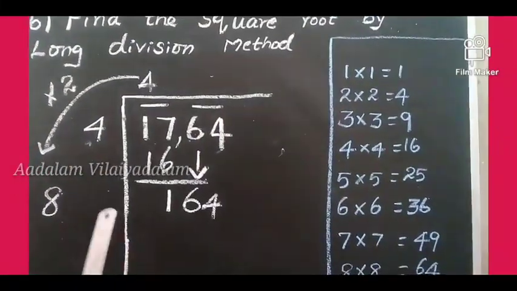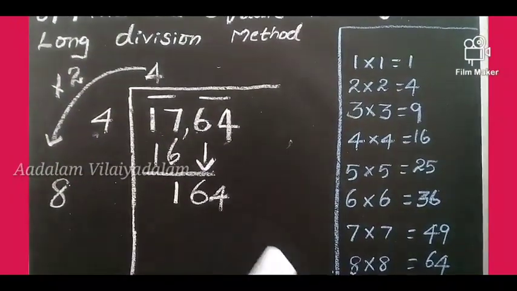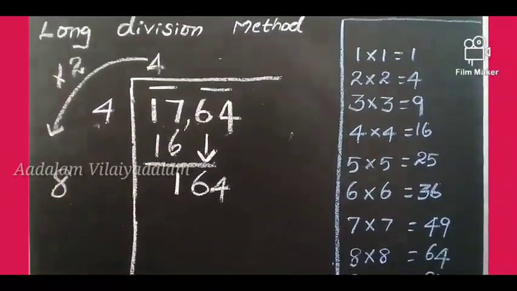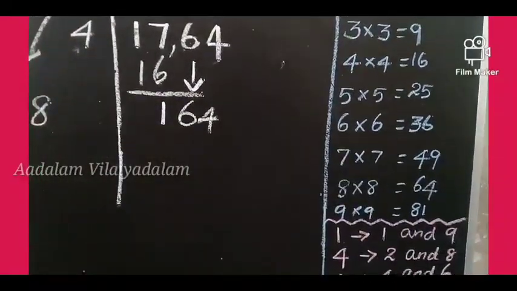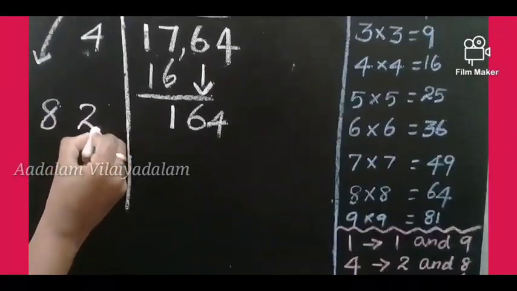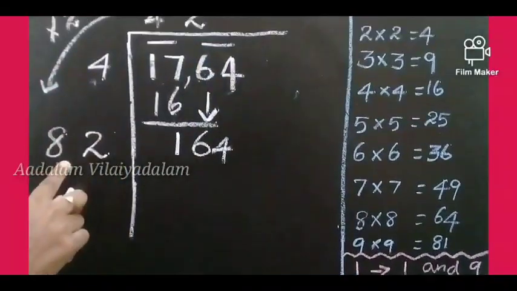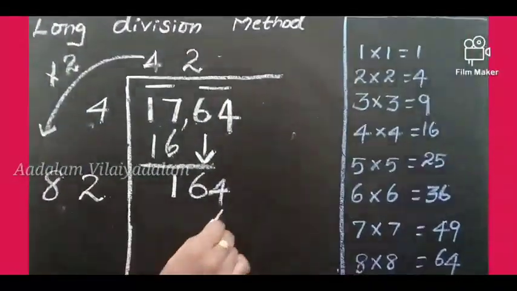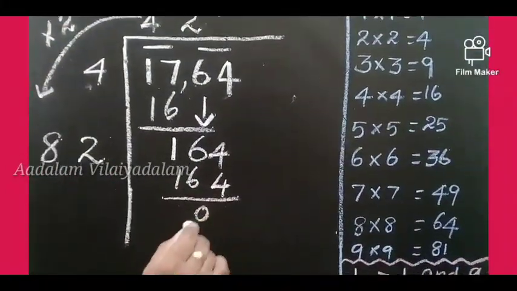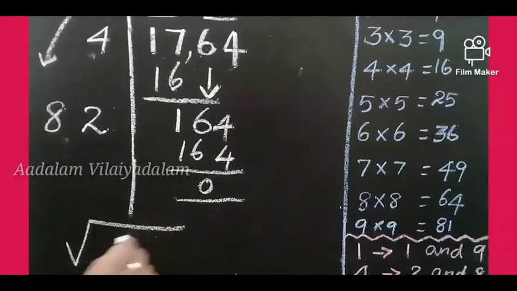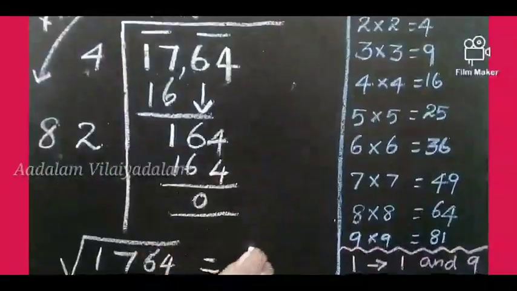Next we have to choose the digits. The last digit is 4, which means there are 2 possibilities, 2 and 8. First we have to check 2. Here we write 2 means here also we write 2. Now multiply 82 into 2. That is 2 2s are 4. 2 8s are 16. So the remainder value is 0. The square root of 1764 equals, the answer is 42.